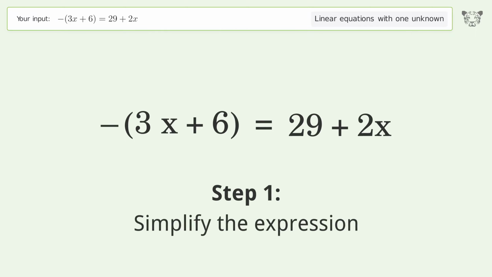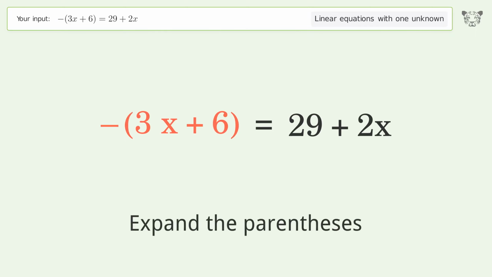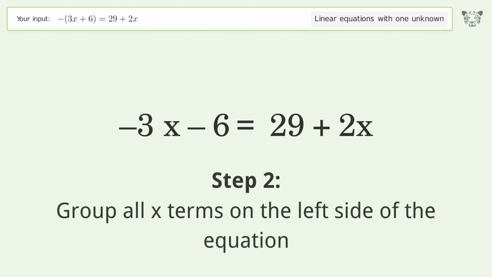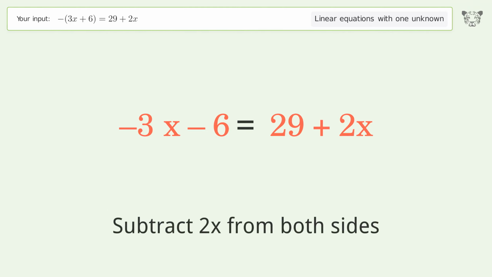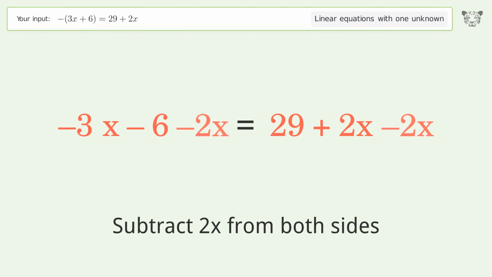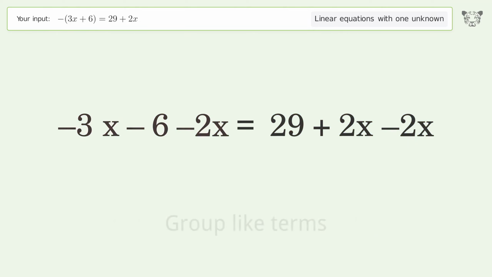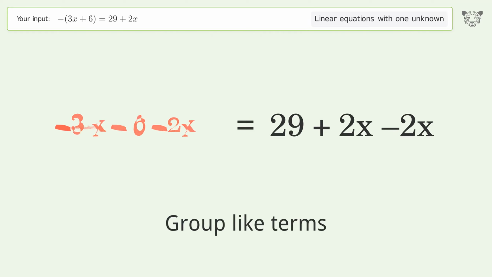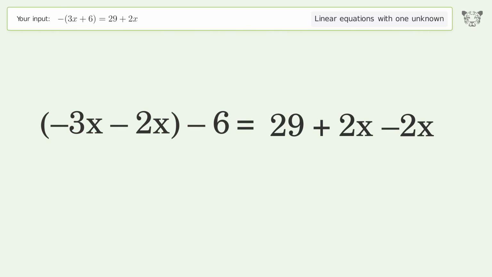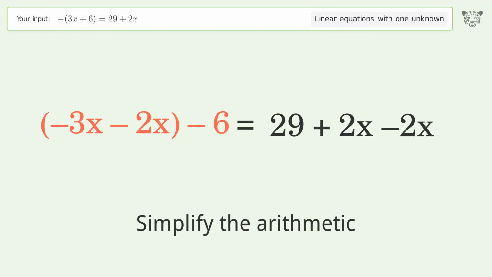Simplify the expression. Expand the parentheses. Group all x terms on the left side of the equation. Subtract 2x from both sides. Group like terms. Simplify the arithmetic.